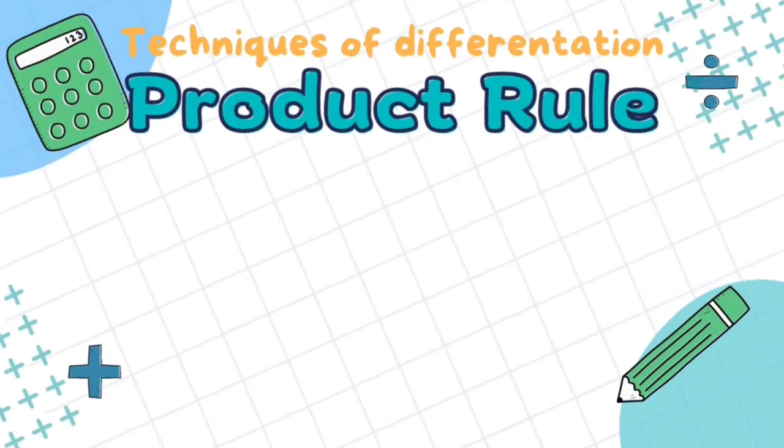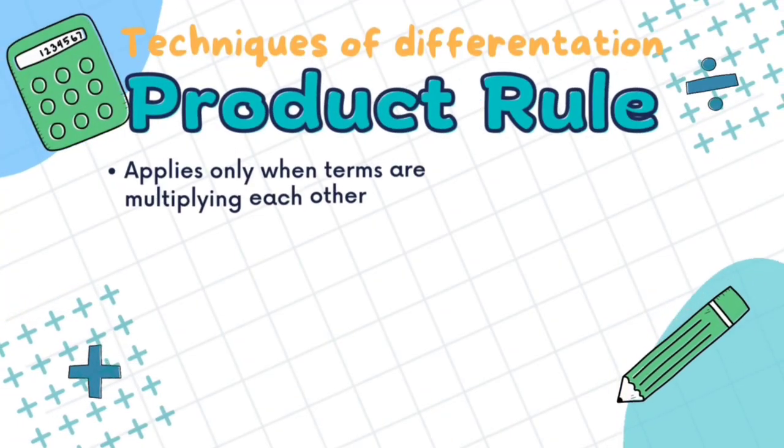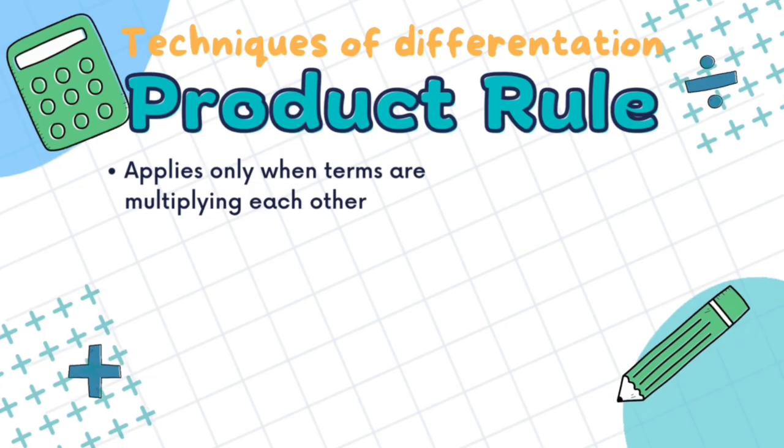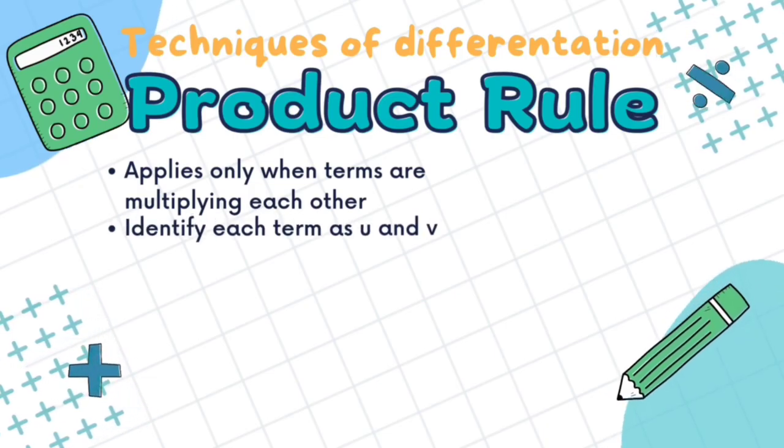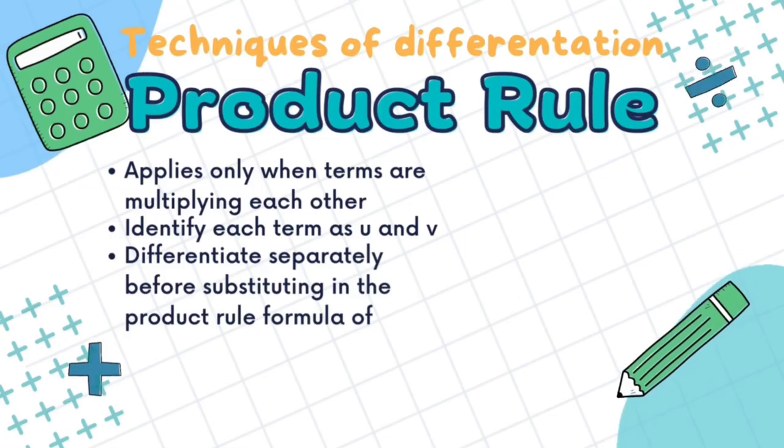I can explain about the product rule too. It only applies on questions when terms are multiplying each other. All we need to do is identify each term as u and v, then differentiate them separately to use in the formula uv prime plus vu prime.